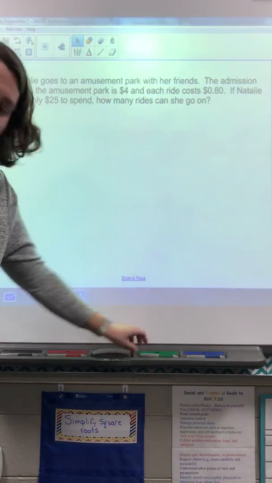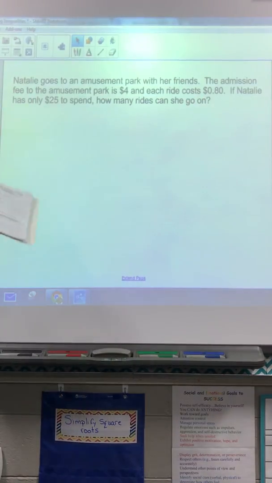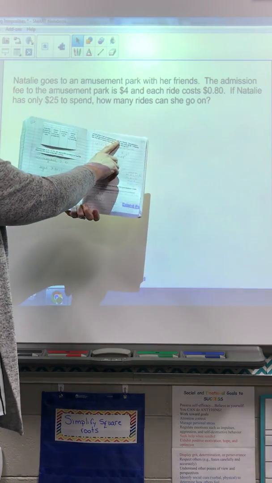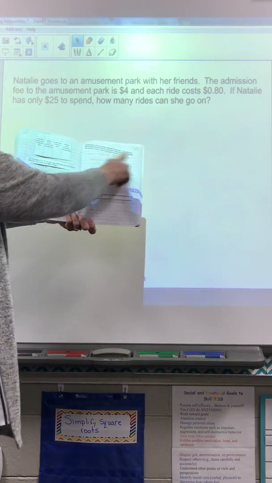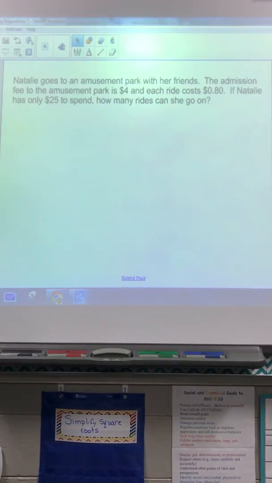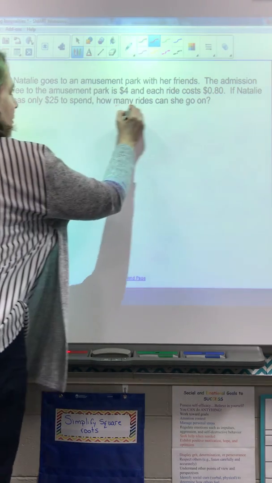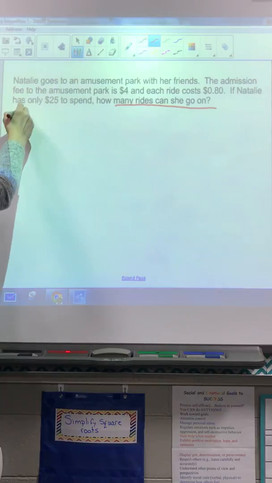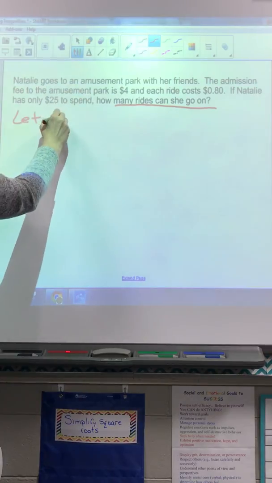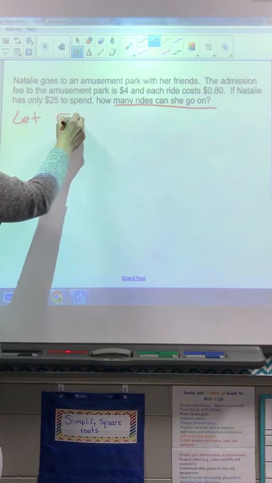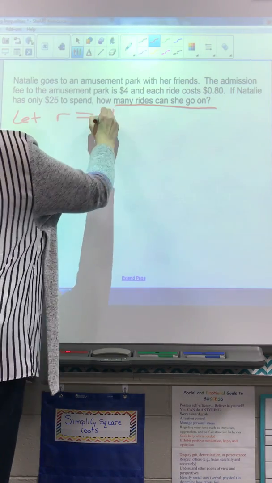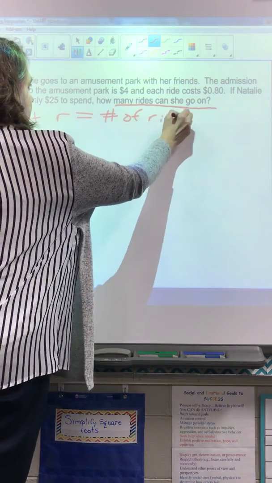Your next problem. Natalie's going to an amusement park. Please put that on the top of page 123. The top of page 123. Natalie goes to an amusement park with her friends. The admission fee to the amusement park is $4. Each ride costs 80 cents. If Natalie has only $25 to spend, how many rides can she go on? I'm going to define my variable first. How many rides can she go on is what we're being asked. So my variable is let whatever letter of the alphabet you want. I'm choosing R. Let R equal the number of rides.